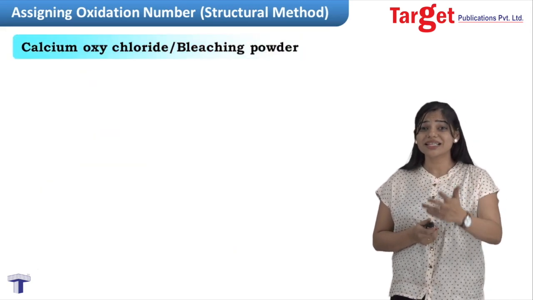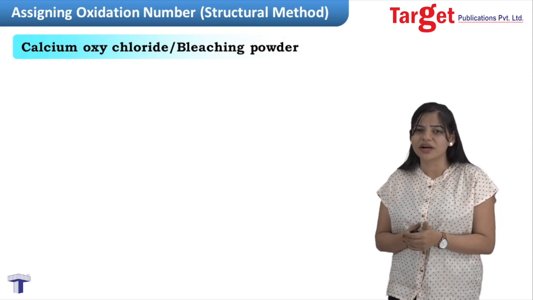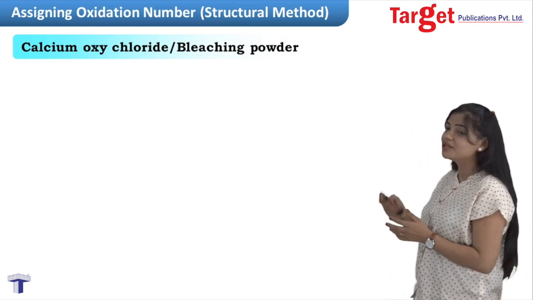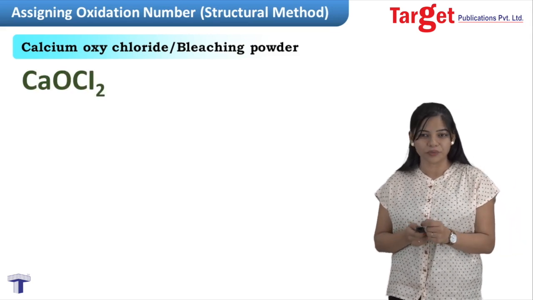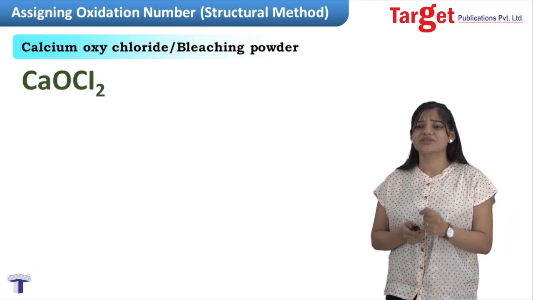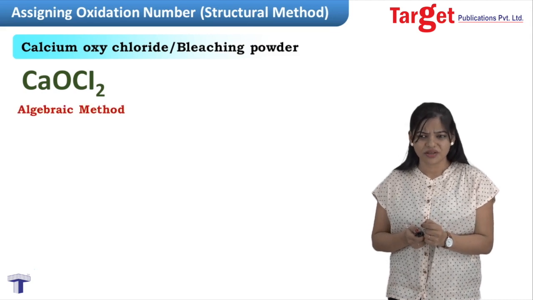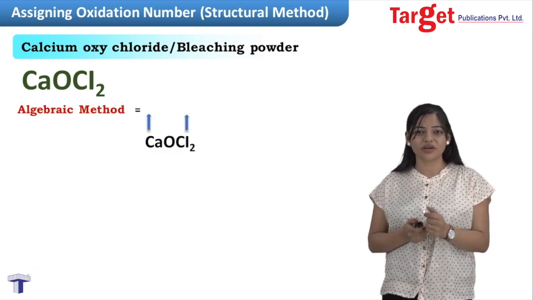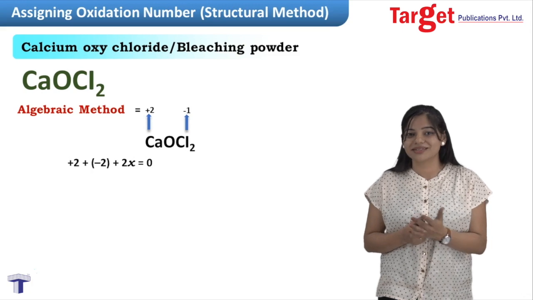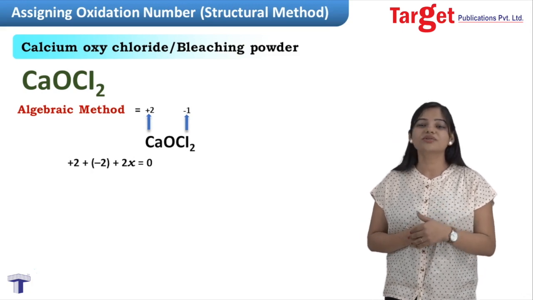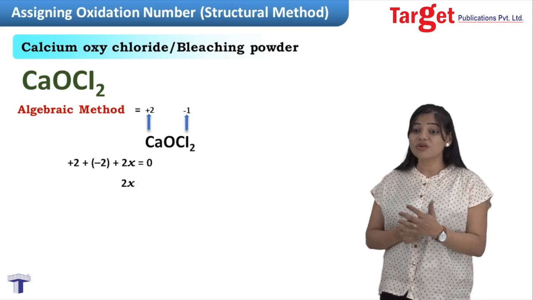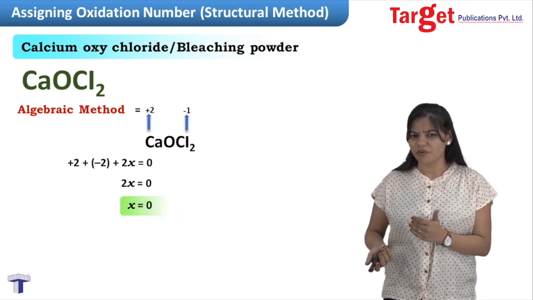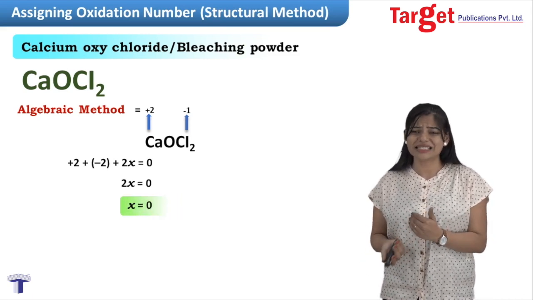So students, the next compound is calcium oxychloride, which is also commonly called bleaching powder. The molecular formula is CaOCl2. Let's see what the oxidation number of oxygen is here. With the algebraic method, if we calculate, calcium is always plus 2 as it belongs to group 2. Chlorine is always minus 1, and we take oxygen as X. So the value of X comes out to be 0. Now how is it getting 0?